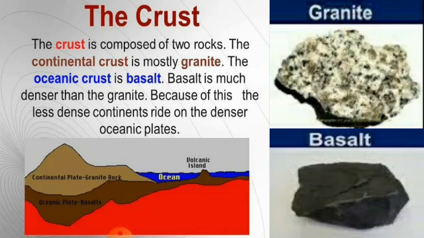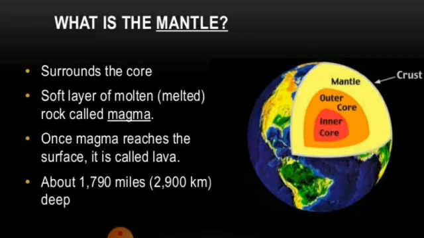The crust is composed of two rocks. The continental crust is mostly granite and the oceanic crust is mostly basalt. Basalt is much denser than the granite. Because of this, the less dense continents ride on the denser oceanic plates.